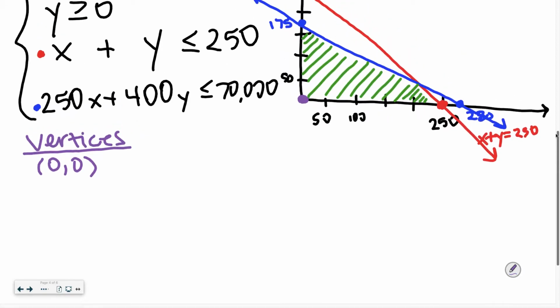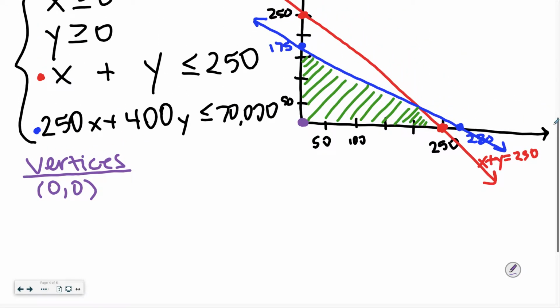And then the 2 of them we should have labeled. This guy right here, good thing I labeled that number so I don't have to find it again. That is the coordinate 0, 175. This coordinate I have labeled. It's the coordinate 250, 0. Our graph is probably not going to be very helpful with that coordinate. You are going to have to do substitution or elimination.